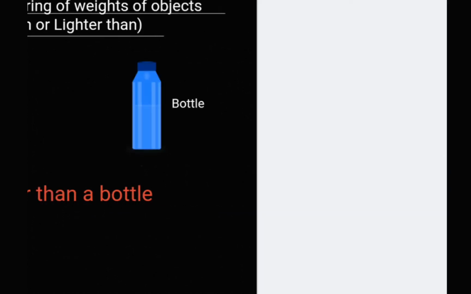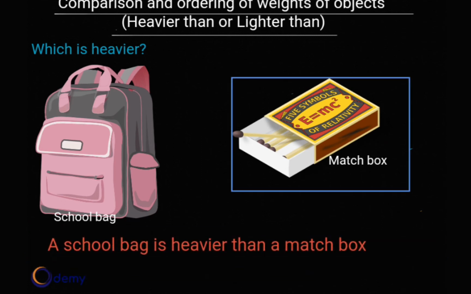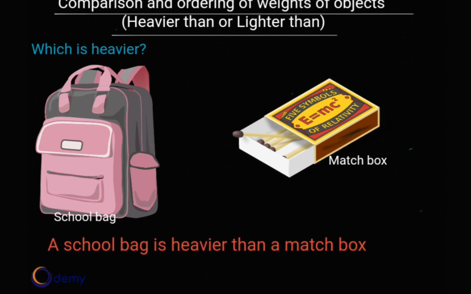Let's take one more example. This example also says which is heavier. Here we have a school bag and we have what? A matchbox. So which is heavier? Is it the school bag or the matchbox? Very good. The school bag is heavier than the matchbox.